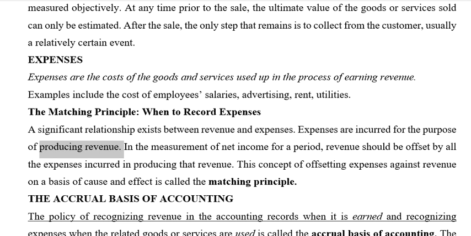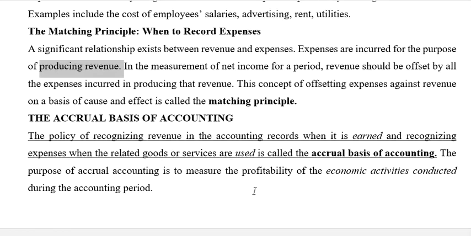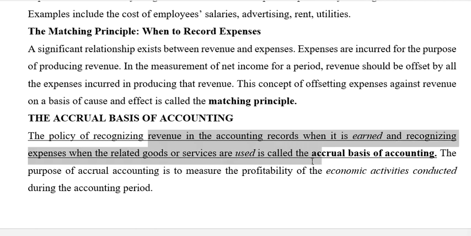Fine. And accrual based accounting. Accrual based accounting is the policy of recognizing the revenue in the accounting record when it is earned. It is earned when the product is delivered to the customer and services are rendered, then we can recognize revenue as earned and write it up. Okay, and recognizing the expense when the related goods or services are used or consumed is called accrual based accounting.